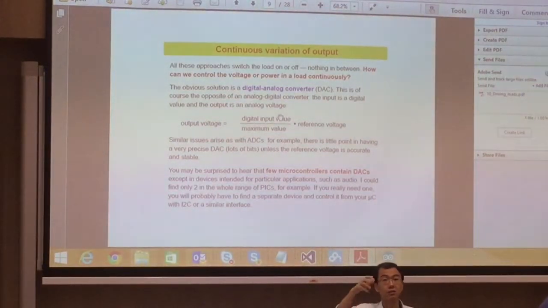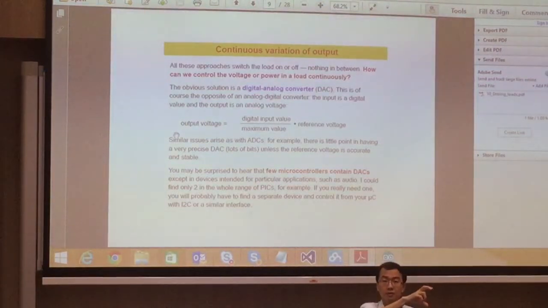If your digital input is somewhere in between, let's say it's 1, 0, 0, 0, 1, something, that gives you, let's say, a value of 100. Then you can use 100 divided by 255 times a certain reference voltage, and that gives you the output voltage. This is what a DAC can do. It depends on your digital input. If it's 8-bit, you can have any value from all zeros to all ones.